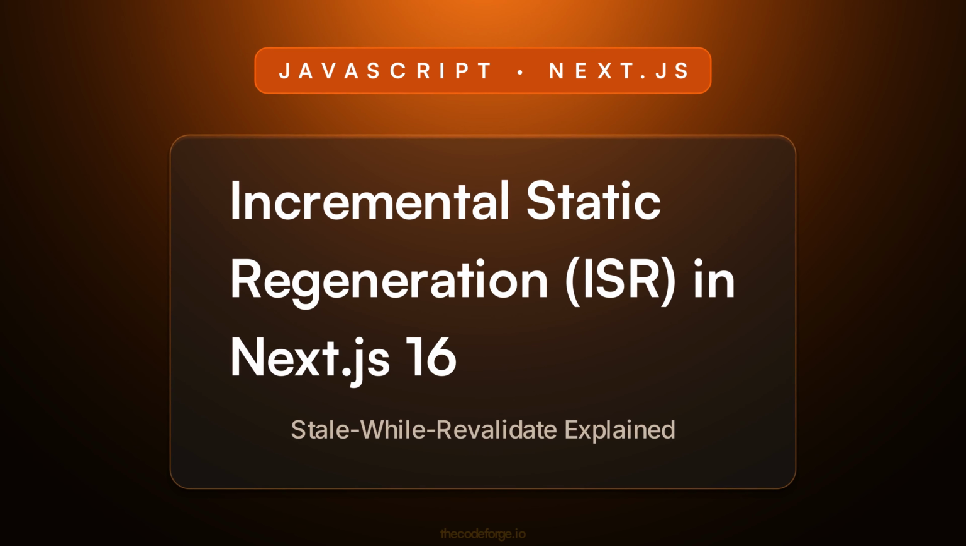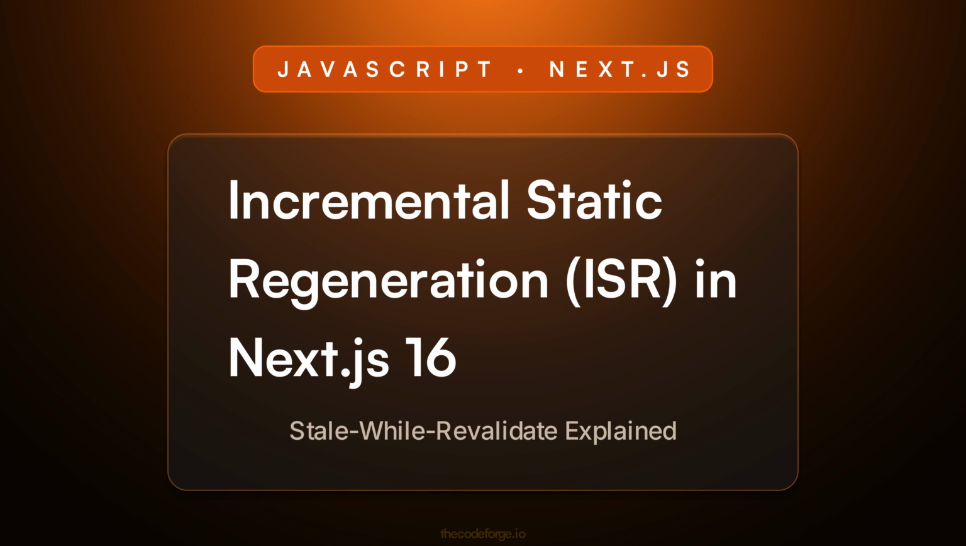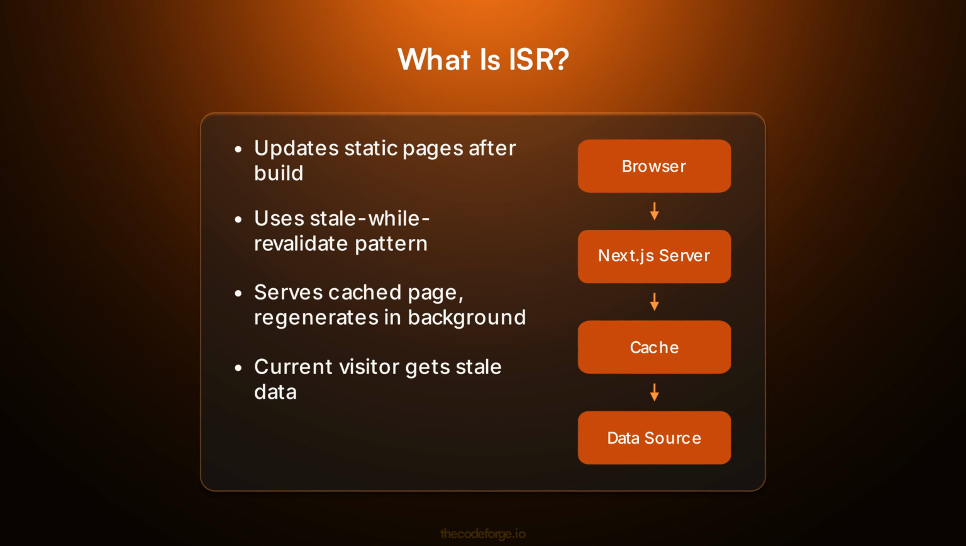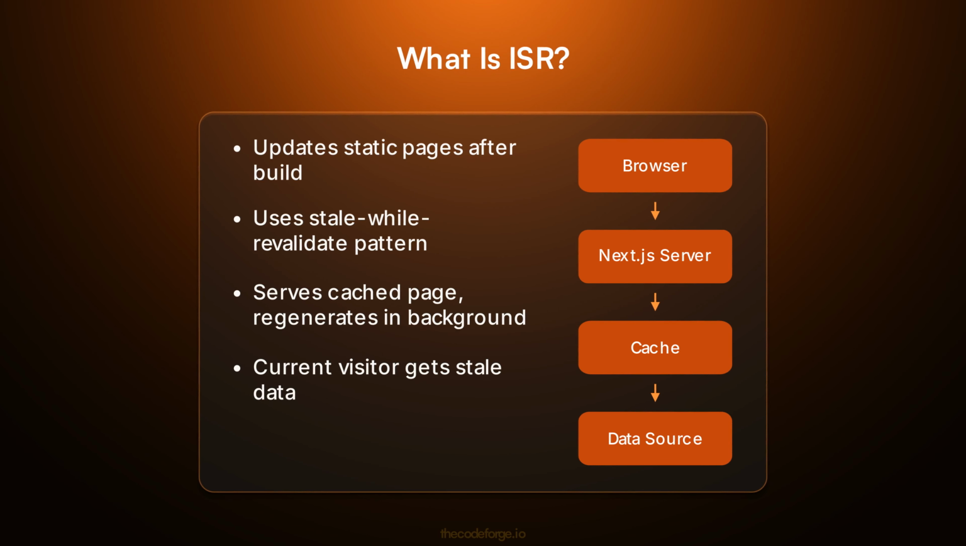Let's break down incremental static regeneration, ISR, in Next.js 16, how it works, and the exact mistake behind that failure. ISR allows static pages to be updated without a full redeploy. When a request comes in, the server serves the cached page immediately and triggers a background regeneration if needed. The current visitor always gets the cached version. Regeneration is for future visitors.